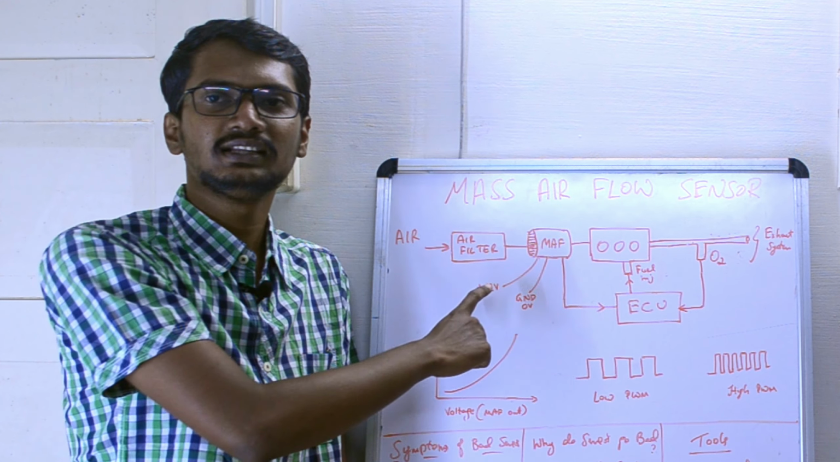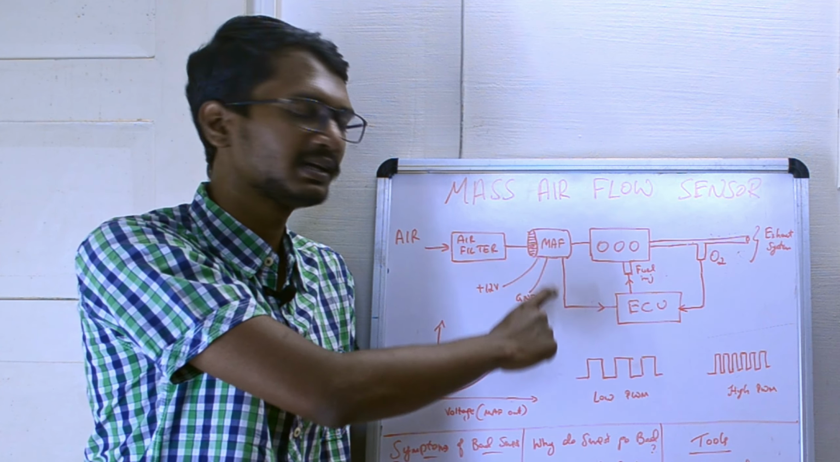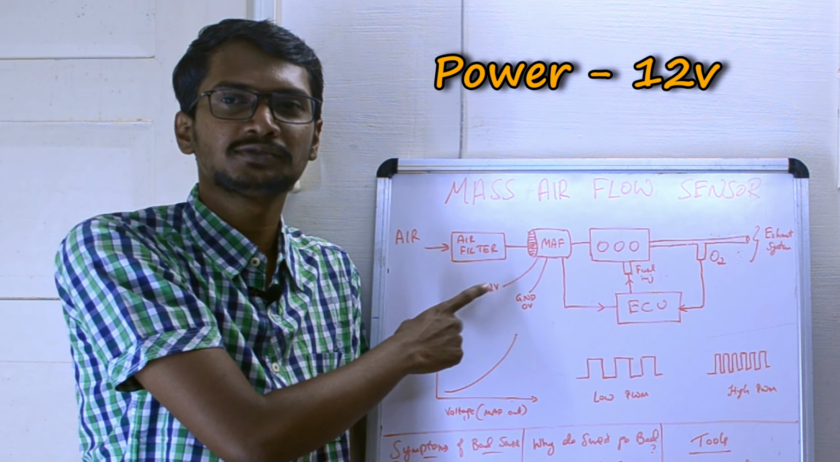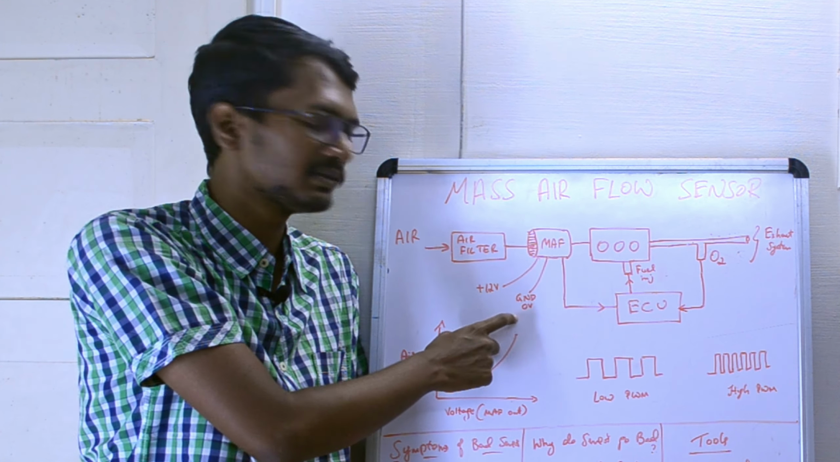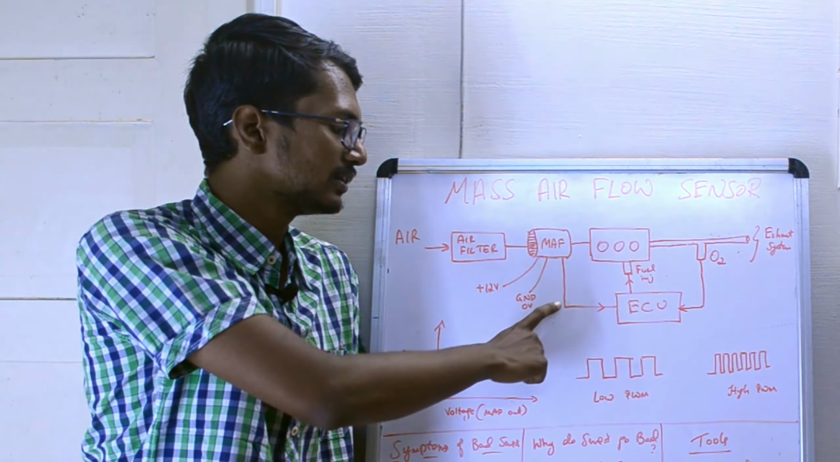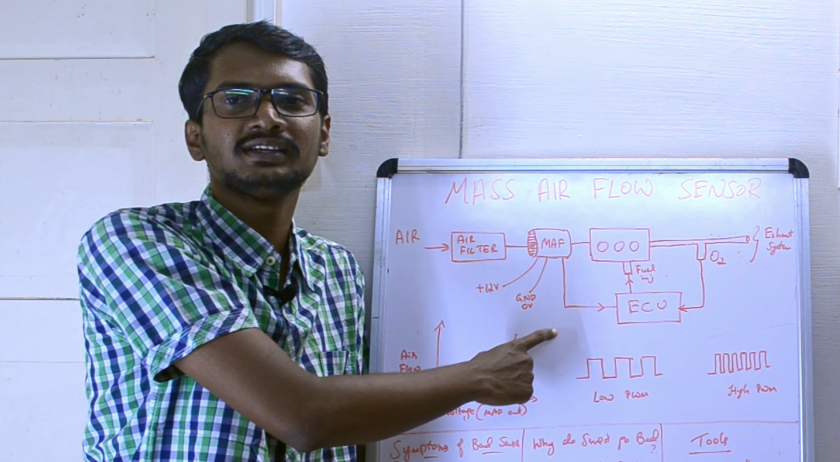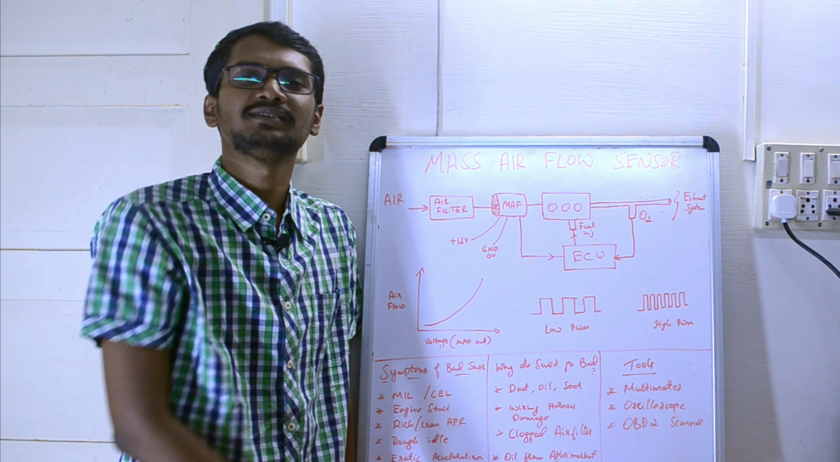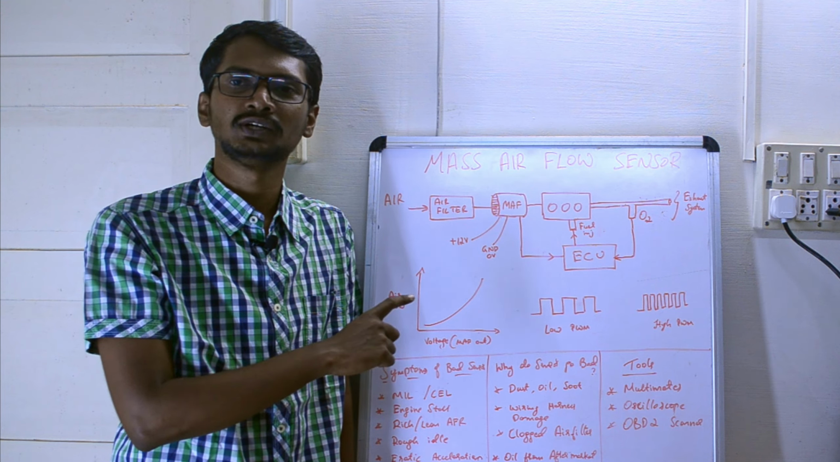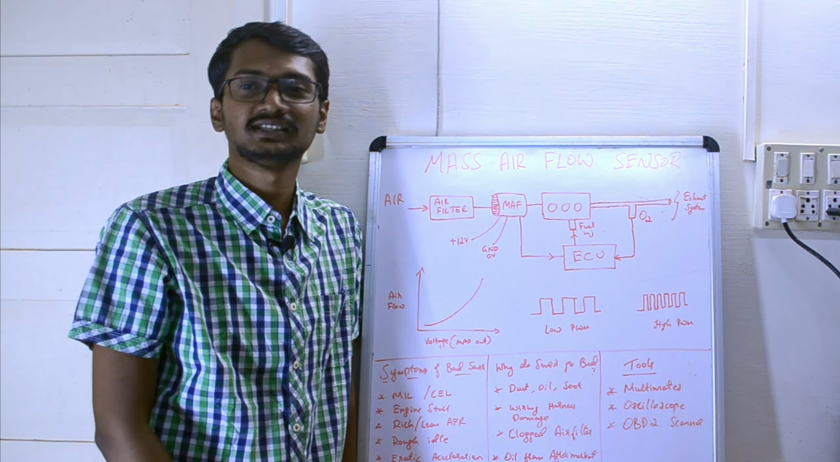Okay, and see in the MAF sensor there are 3 wires coming out. First one is power, that is 12 volts power supply, and second one is reference ground. Then the third wire is signal output. This signal output will be in the range of 0 to 5 volts. For some manufacturers it can be from 1 volt to 5 volts. It depends on the sensor manufacturer.